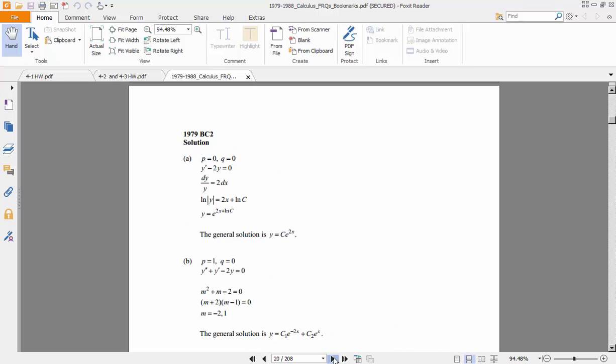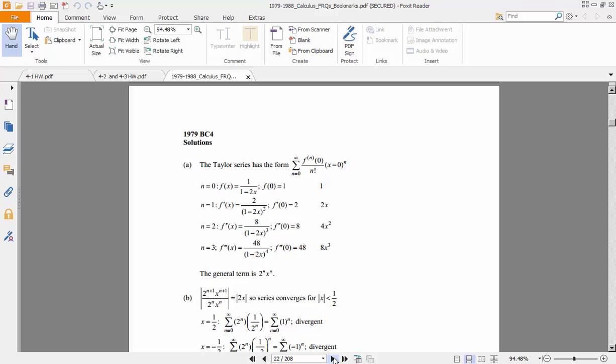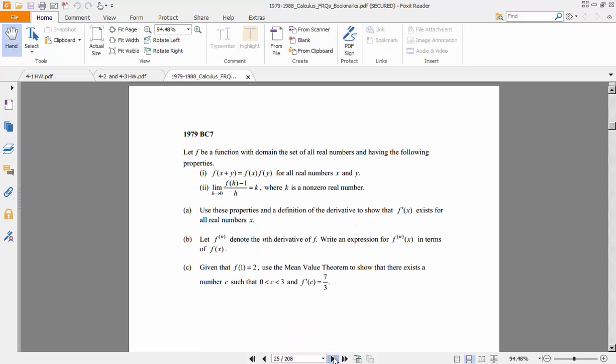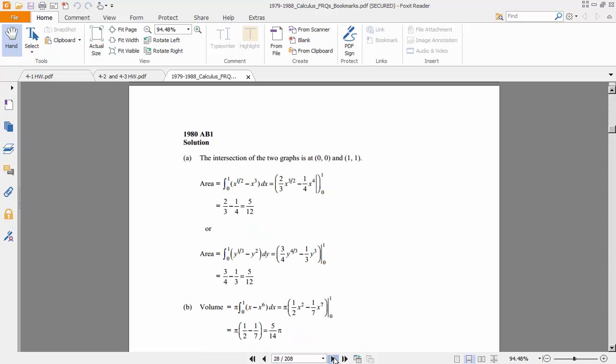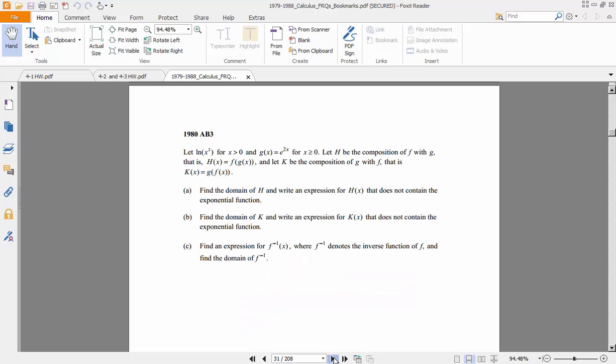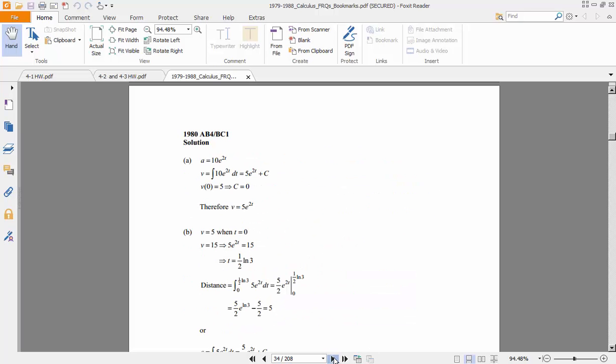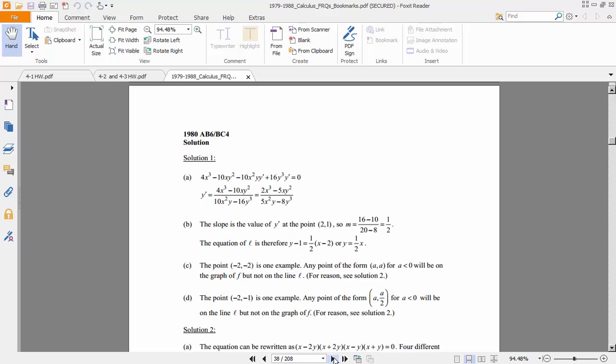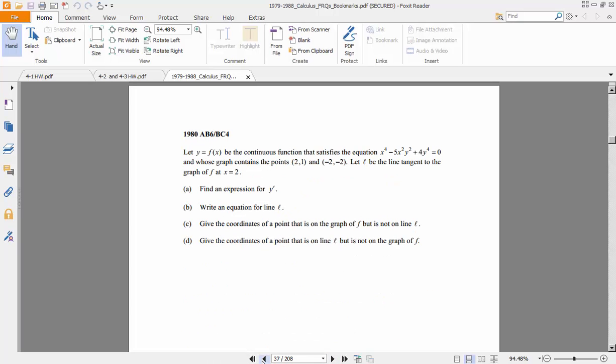Wait, this is 200 pages. 79 to 88. 200 pages of calculus. Let's do every single one. Don't even joke. That hurts the soul. There are so many problems on there. This is the study guide for the nerds.